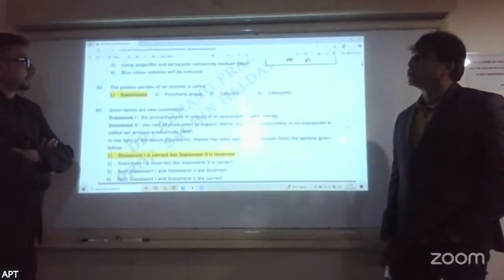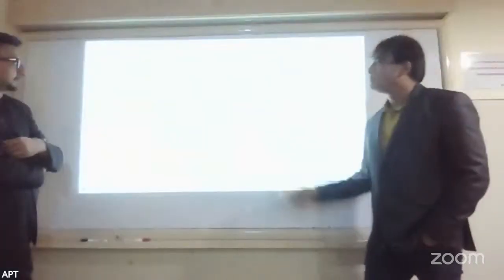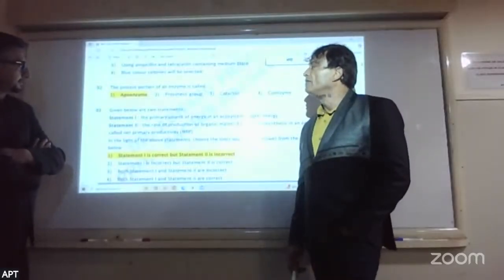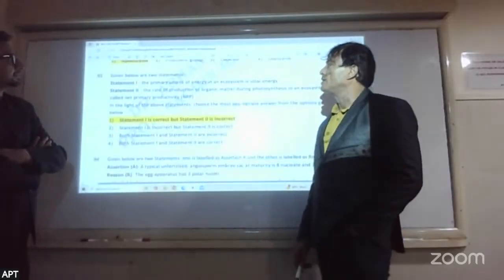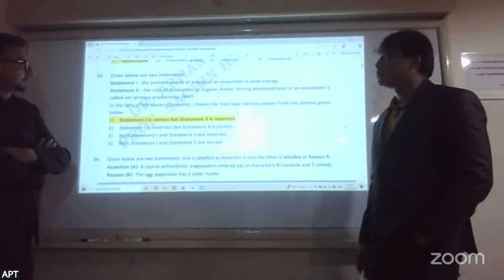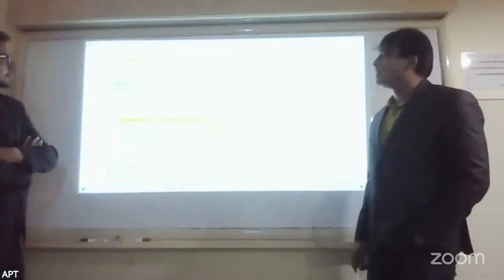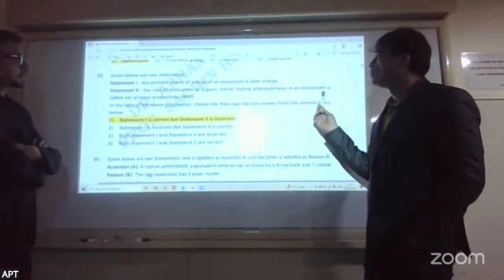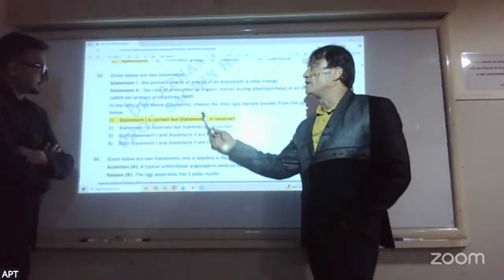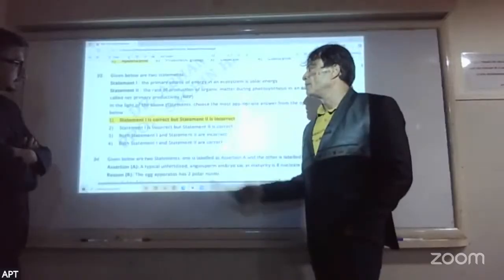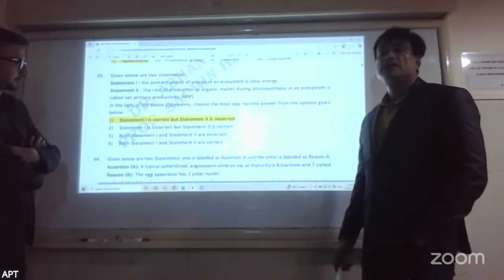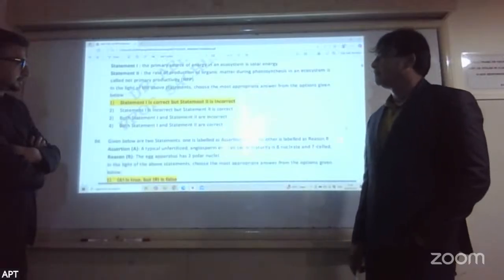The protein portion of an enzyme is called apoenzyme, whereas prosthetic group, cofactor, and coenzymes are non-protein. Next, given below are two statements. Primary source of energy in ecosystem is solar energy. Correct statement. Rate of production of organic matter during photosynthesis in an ecosystem is called net primary productivity is wrong. It is gross primary productivity. So statement 1 is correct, but statement 2 is incorrect. Can we go ahead?